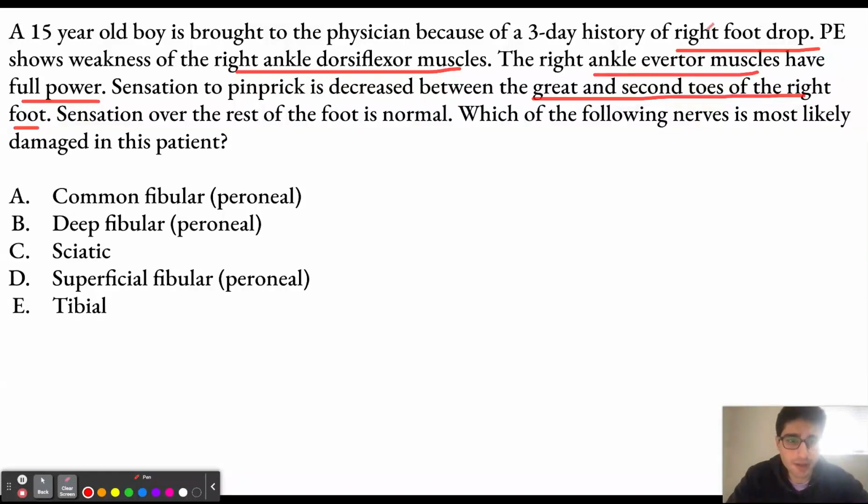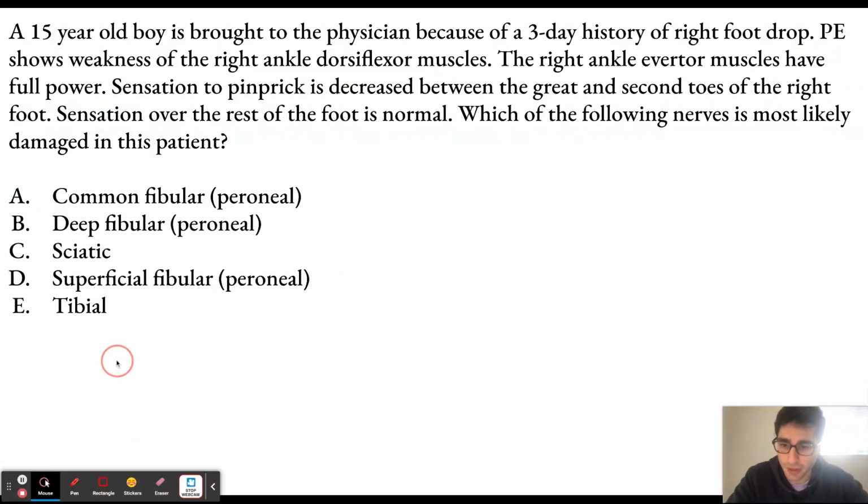The most common nerve that results in a right foot drop is the common fibular nerve. The common fibular nerve is going to be responsible for dorsiflexion as well as eversion. But this question tells us there's weakness in dorsiflexion, but there's no weakness in eversion. So eversion is fully intact. As a result, it can't be the common fibular nerve, because if it were, then we would expect a weakness in dorsiflexion as well as eversion.